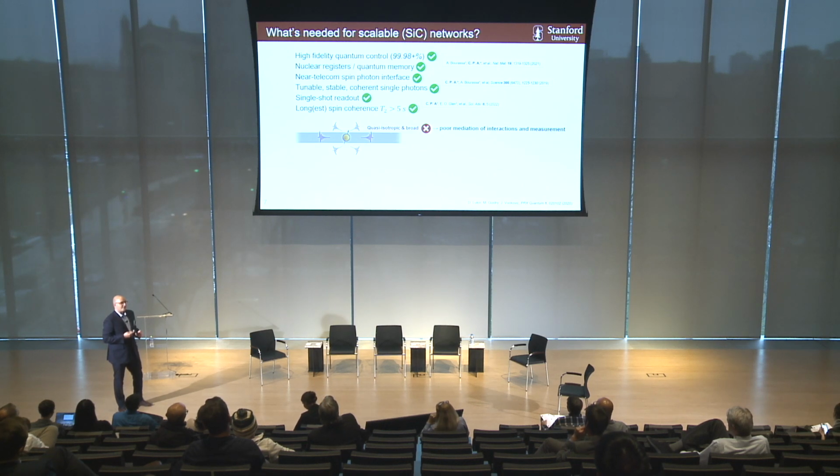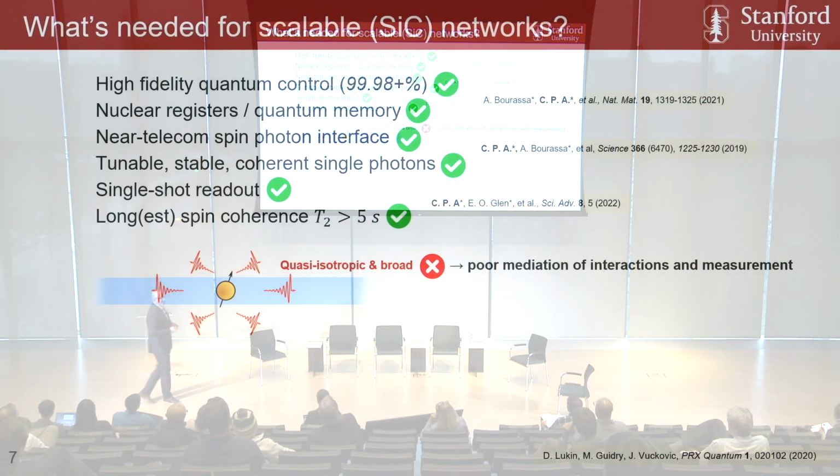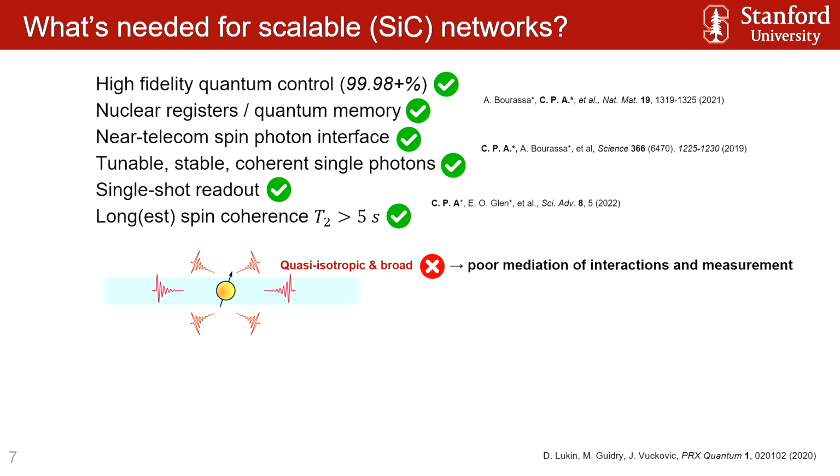But the problem is this idea that I told you about, of trying to mediate interactions using light. If you think about a light bulb or an atom in free space, it radiates every which direction. And that's a problem when you want to use the radiated light to mediate interactions. I want to send the photon to the thing I want to couple to. I don't want it to go over and hit a wall. I want it all to be channeled into the interaction I want to make strong.